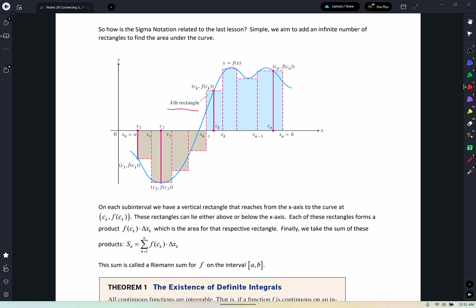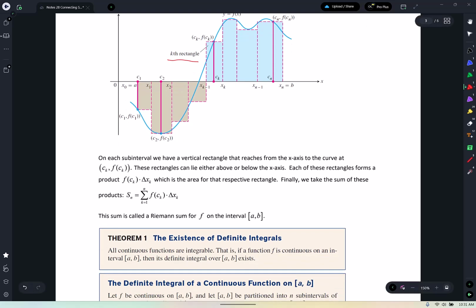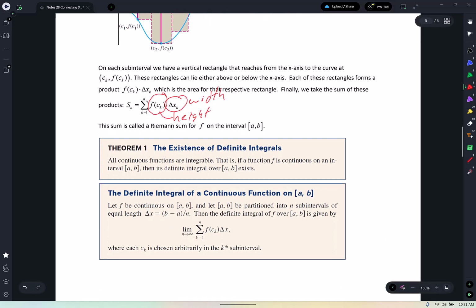You have some positive, you have some negative. This is signed area. All you're doing, I'm going to help you out, guys. Label this. This is your height. This is your width. Is that how you find area of a rectangle? Then you're good. That's what you're adding up, an infinite amount. So look what this says. This is your height. This is your width.